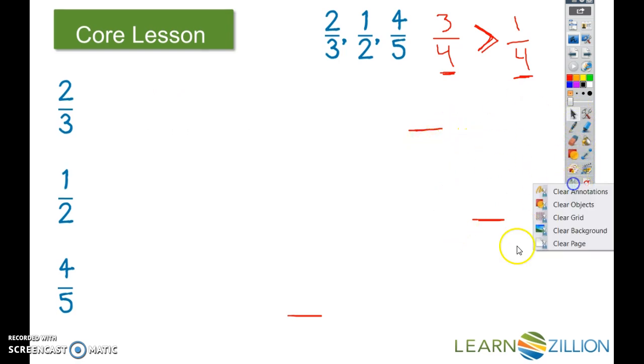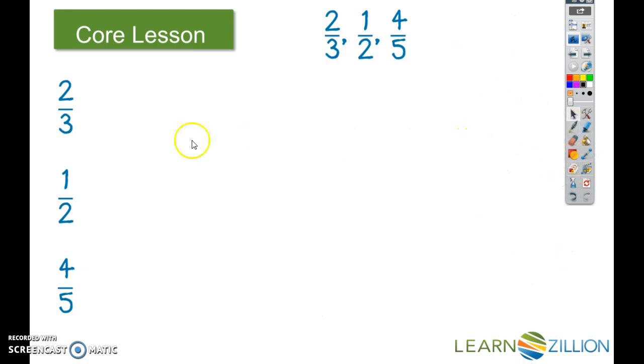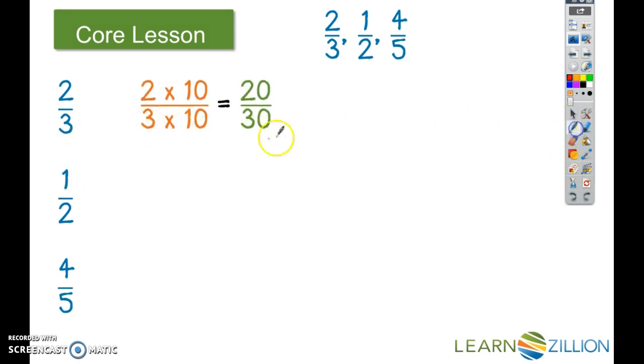Now that we know 30 is going to be the common denominator, we can use what we know from our equivalent fractions from the previous lesson. So we know we wanted 30 at the bottom, so then we have to think 3 times what got me to 30, and that would be 10. Just like we learned earlier this week, do the same to the top as you do to the bottom, so 2 times 10 is 20.